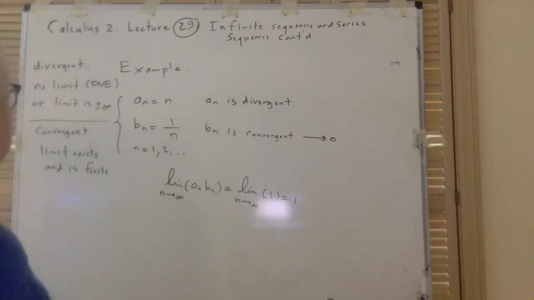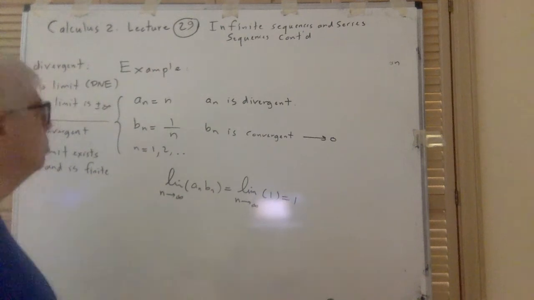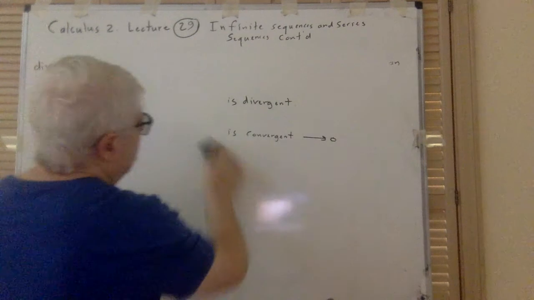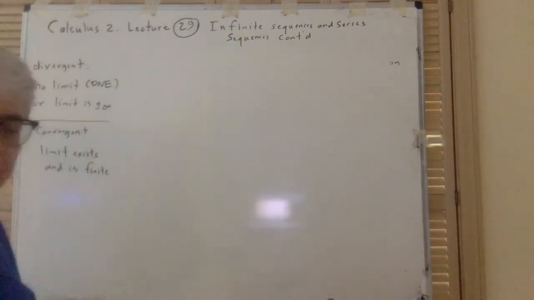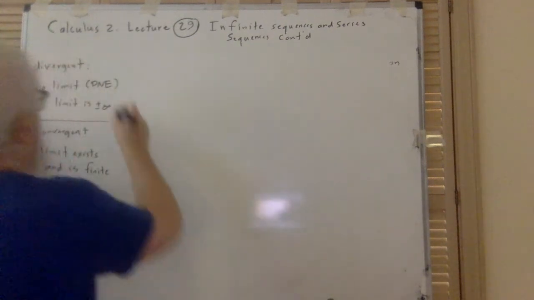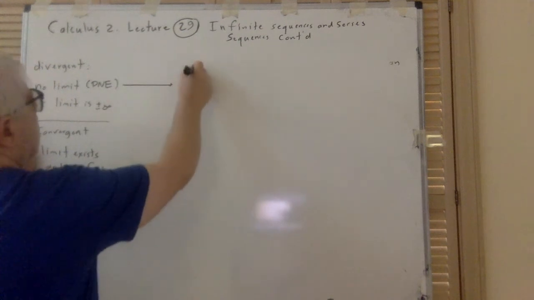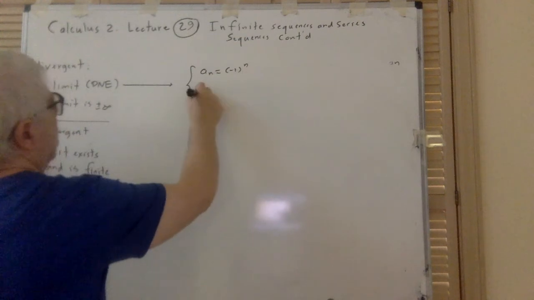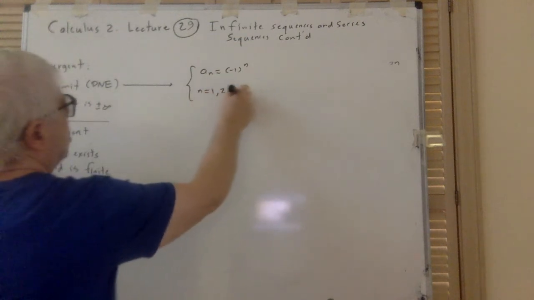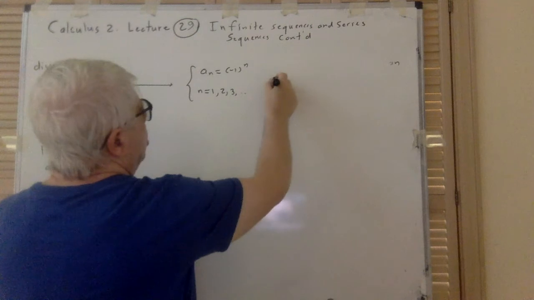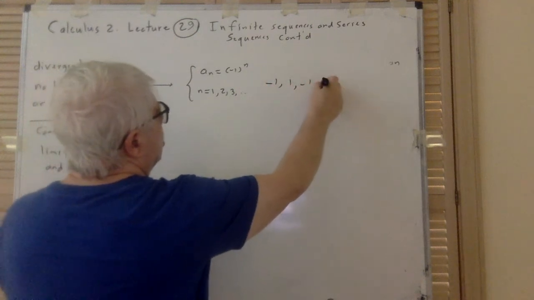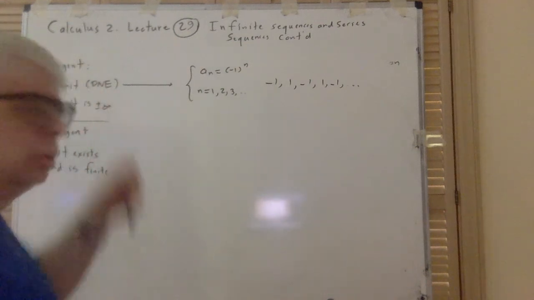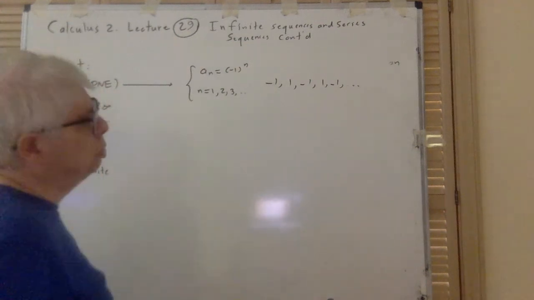But anyway, now I was talking about the DNE. Let me erase this and give you an example of the DNE in this context. So DNE is something like this. Say a sequence an is minus 1 to the power n, and n is 1, 2, 3, dot dot dot, and this sequence is what? Minus 1, 1, minus 1, 1, minus 1. Does it go anywhere? No. It's just alternating, jumping up and down.